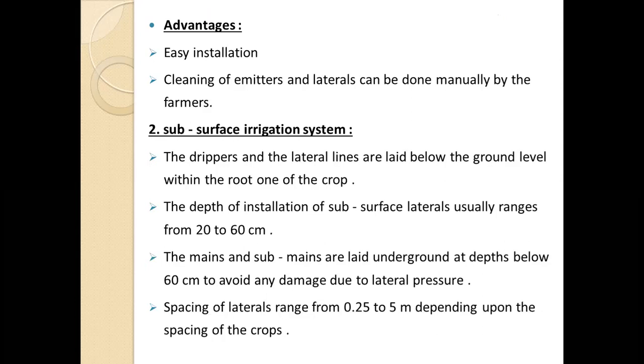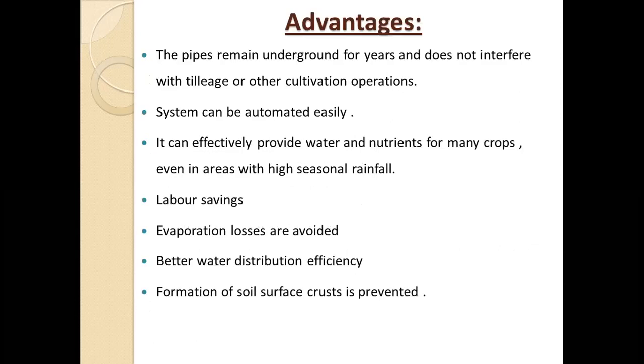Next is the subsurface irrigation system. The drippers and lateral lines are laid below the ground level within the root zone of the crop. Depth of installation of subsurface laterals usually ranges from 20 to 60 centimeters. Mains and submains lines are laid underground at a depth below 60 cm to avoid any damage due to lateral pressure. Spacing of laterals ranges from 0.25 to 5 meters depending upon the spacing of the crops.